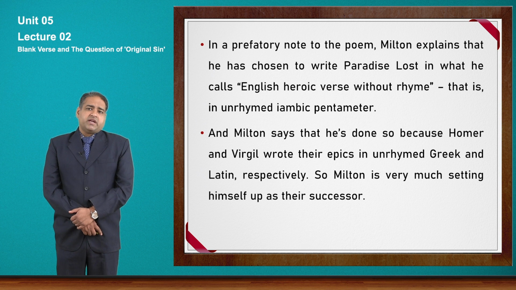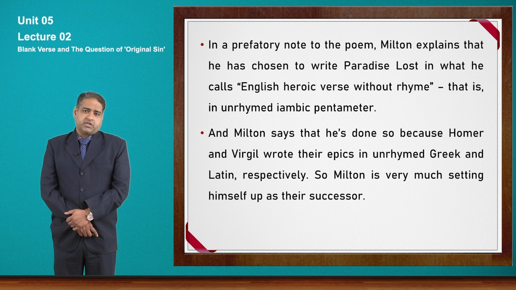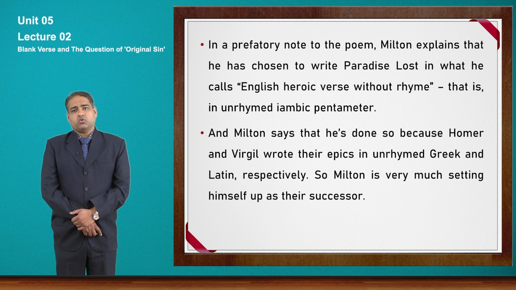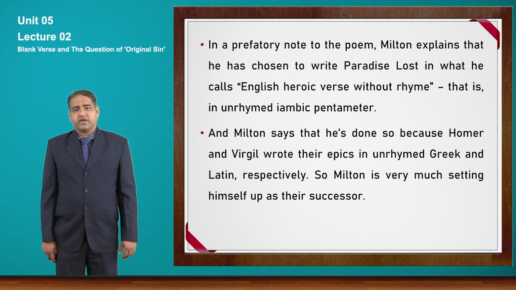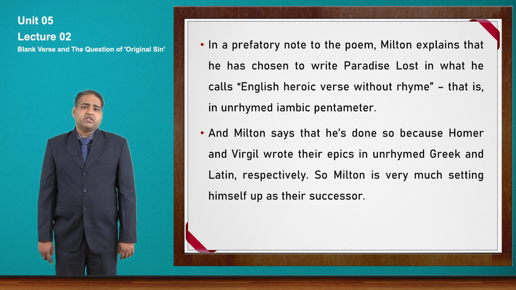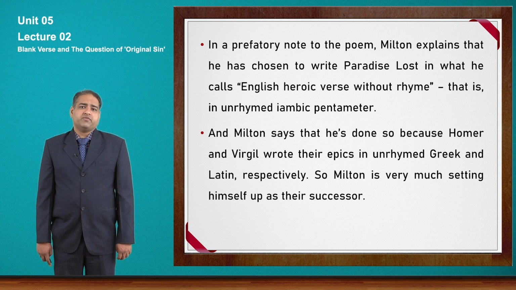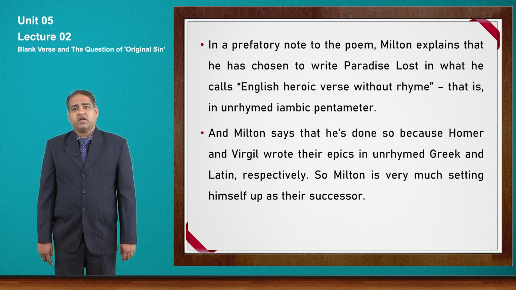And Milton says that he has done so because Homer and Virgil wrote their epics in unrhymed Greek and Latin respectively. So, Milton is very much setting himself up as their successor. Friends, as all of you know, Milton believed in the traditional classical values and style of writing. He appreciated those writers. So, here Milton is giving the justification by quoting the example of Homer and Virgil, suggesting that they have also used unrhymed verse. So, he has also used it in the English language like Greek and Latin.